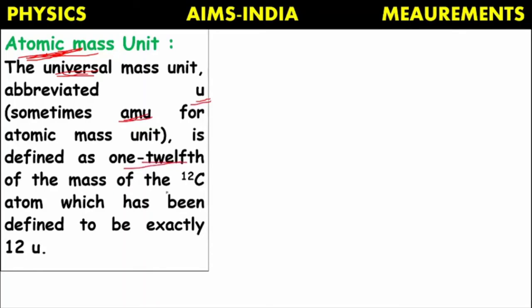1/12 of the mass of the carbon-12 atom. Actually, the mass of carbon-12 atom is defined exactly as 12 atomic mass units, 12U or 12 AMU. If we divide this 12 into 12 equal parts, then one part is considered as atomic mass unit.